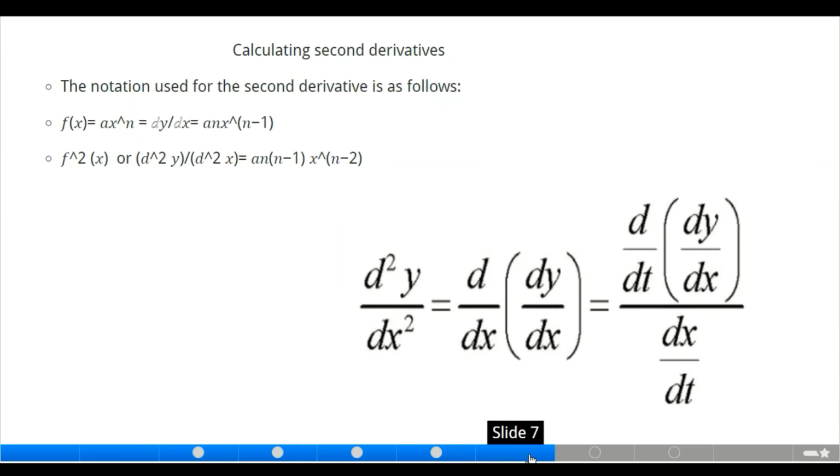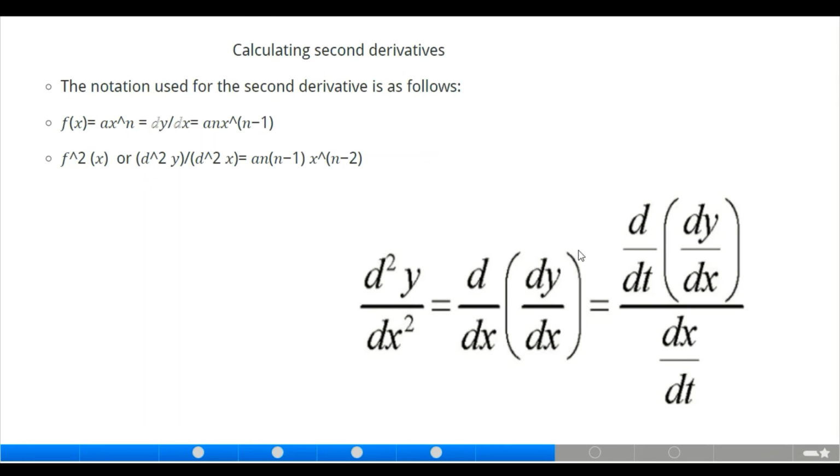Now let's look at how to calculate the second derivative. The first one we did in the previous slide was the first derivative. All we did was differentiate only once. But right here, we are differentiating twice. So after we are done with the first differentiation, we pick the answer we've gotten from it and differentiate again. And that makes it the second time.